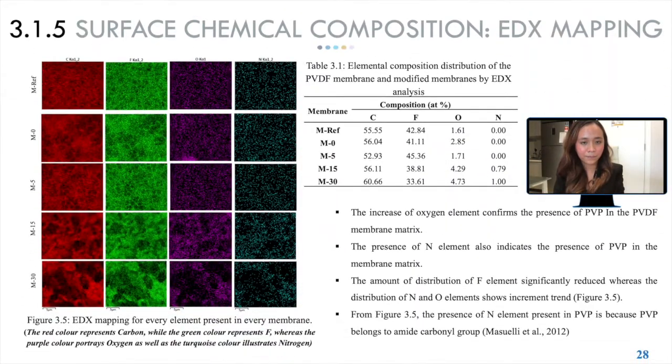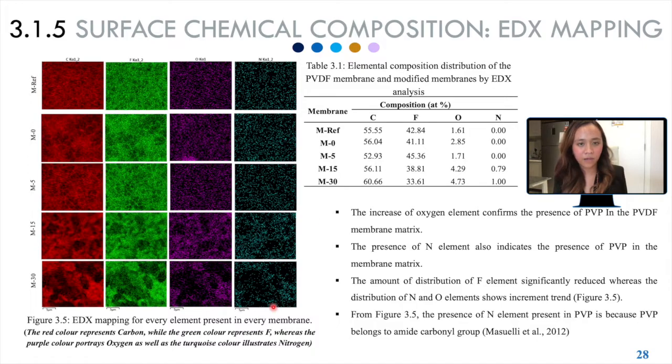For EDX mapping, the increase of oxygen element confirms the presence of PVP in the PVDF membrane matrix. The presence of N element also indicates the presence of PVP in the membrane matrix. Moreover, the distribution of F element is significantly reduced, whereas the distribution of N and O elements shows an increasing trend.